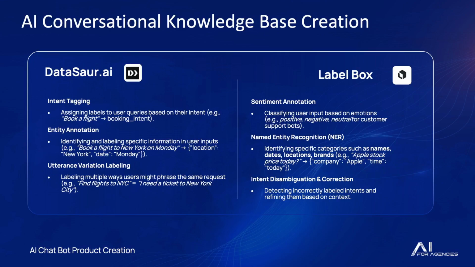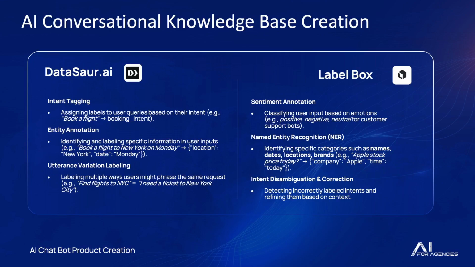We then have named entity recognition, and this is so important. This is identifying specific categories such as names, dates, locations and brands. So it could be Apple stock price today. The company is Apple, right? The time, today. You've also got location in there, but this is really teaching the person. Say you were to teach someone how to do sales, you would teach them about the product names, and this is named entity recognition. So then they know all the product names, whatever.